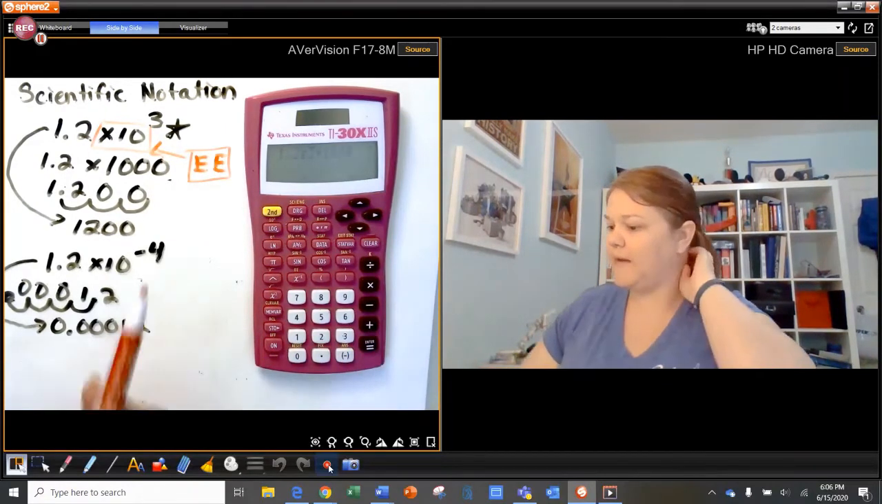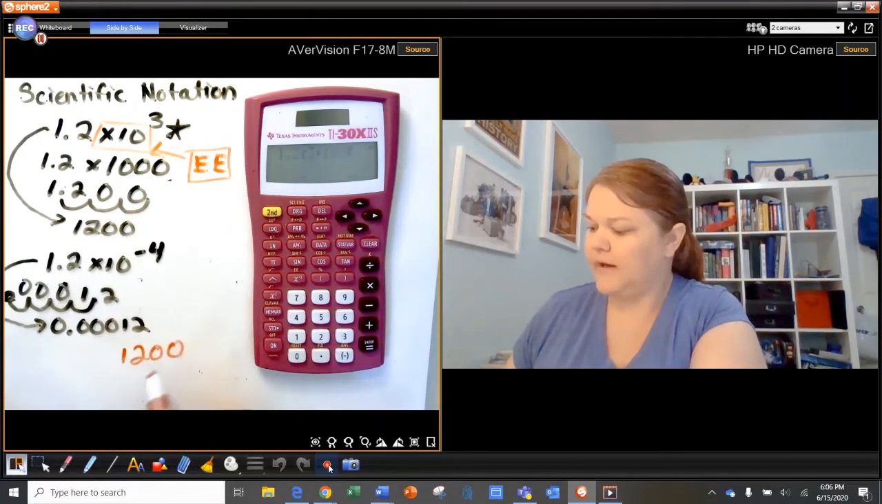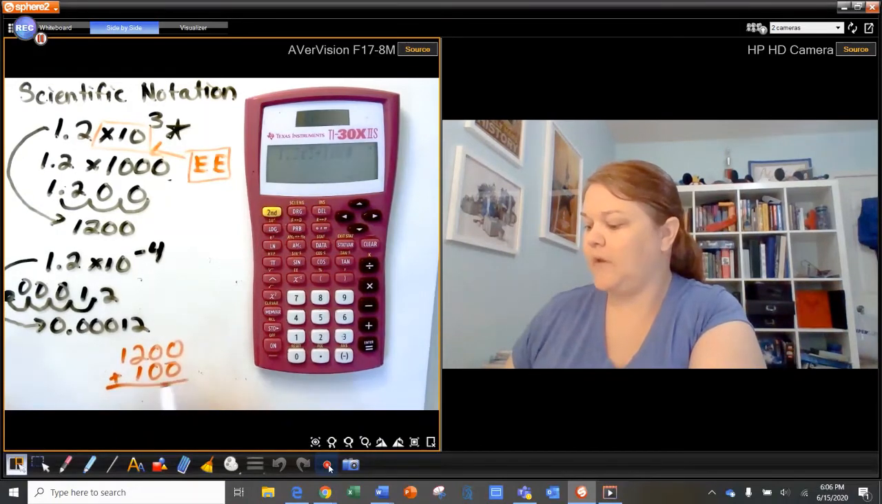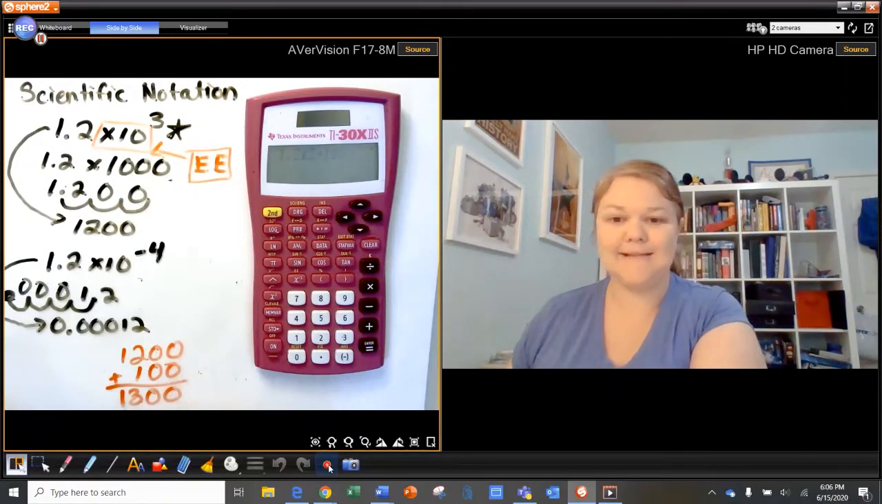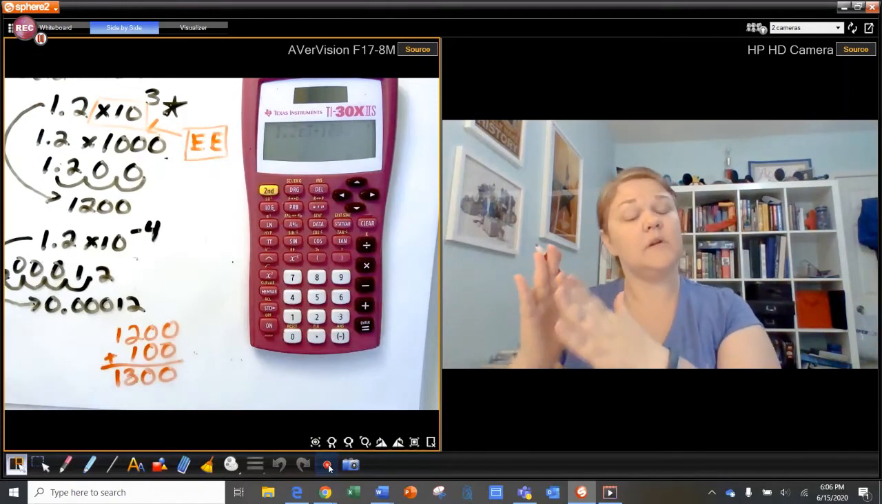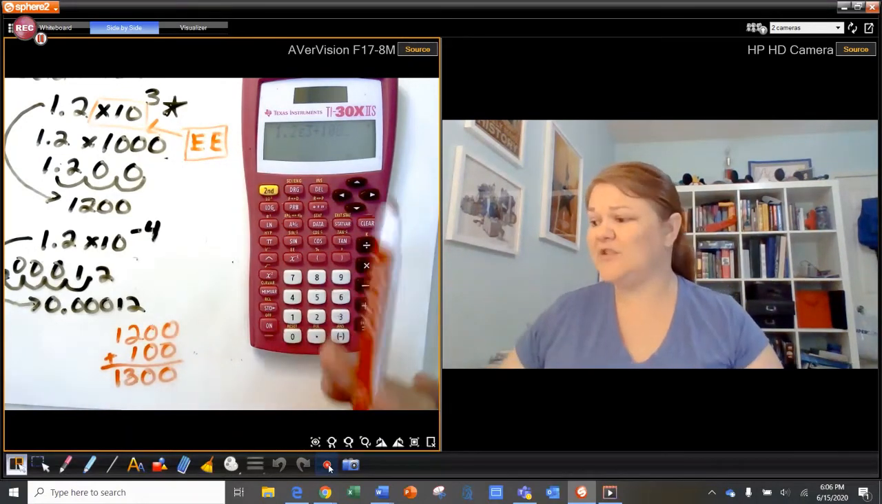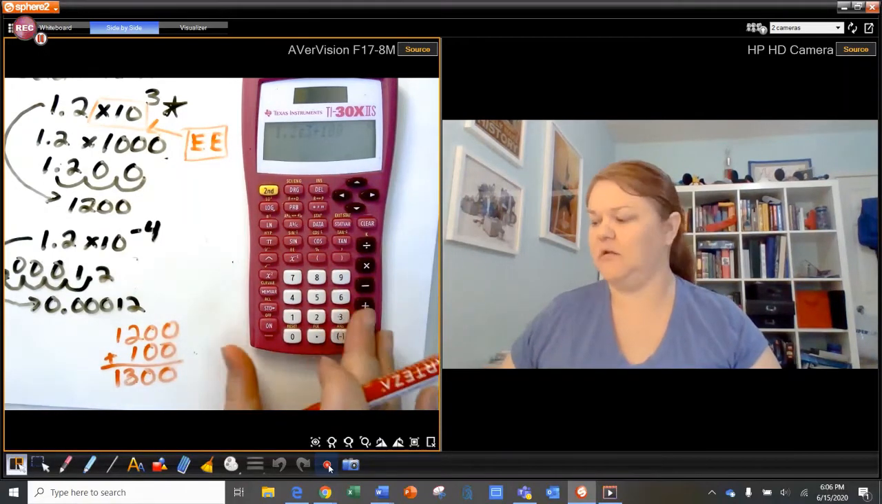Now let's think about this. If I was to take this 1200, which is what that number really is, and add 100 to it, I should get 1300. Well, I haven't really changed where my decimal would be. I haven't really changed any of the places of the numbers. So we can predict this should say, as my answer, 1.3 times 10 to the third.